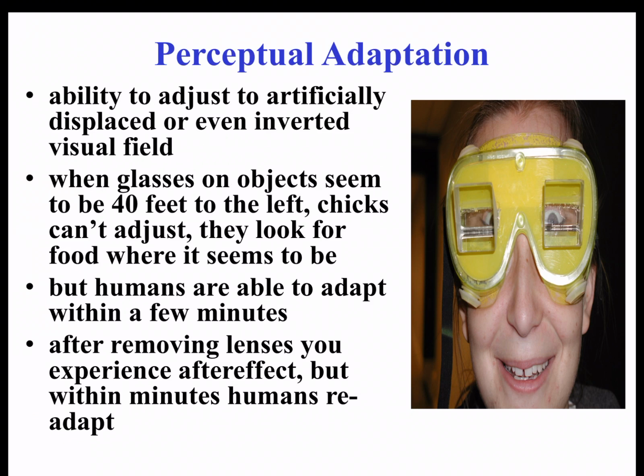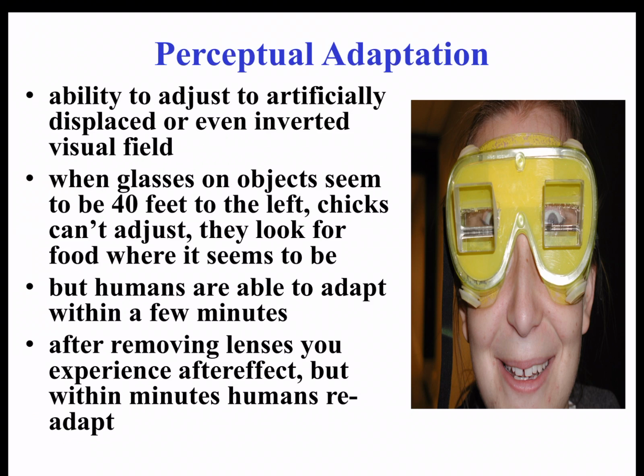Our perceptions are also able to adapt to our environment. Just like sensory adaptation, if we get used to a bad smell, we stop smelling it anymore. Perceptual adaptation means our brain is capable of adapting to new sensory stimuli and therefore being able to respond to it appropriately. So has anyone ever worn goggles like this?